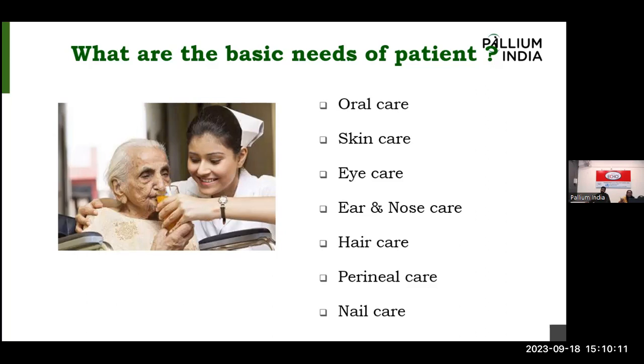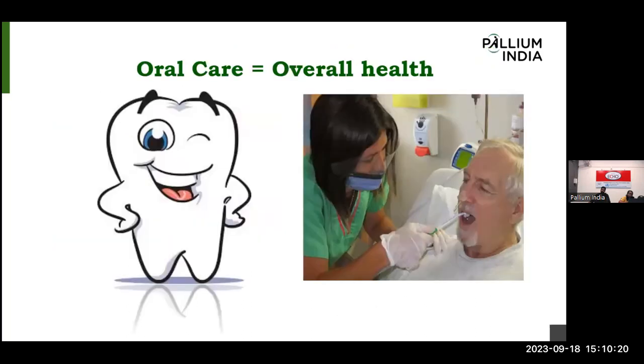And skin care, eye care, ear and nose care, hair care, perineal care, nail care. So these are the basic needs of a person and a patient. Coming to oral care, oral care is equal to overall health, because 80% of health related issues are linked with oral health. If you don't give proper oral hygiene and oral care to the patients, they are more prone to develop systemic infections.